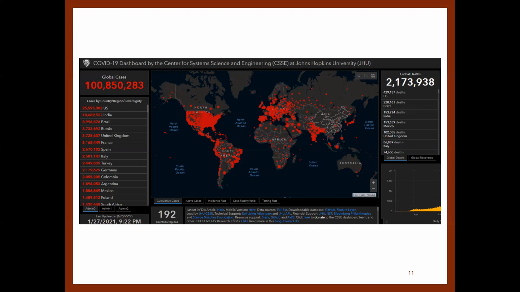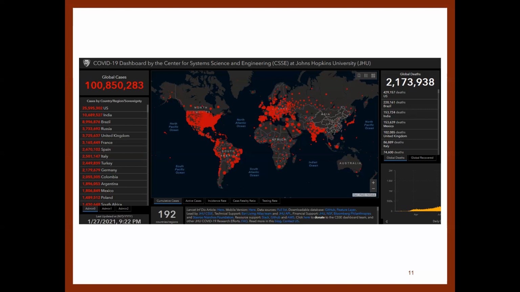And you can see this is showing the cumulative cases in red. And you can see how the United States is almost completely red because we have a big problem here in the States now, when compared to other countries like Canada, and other continents like Africa, and so on.